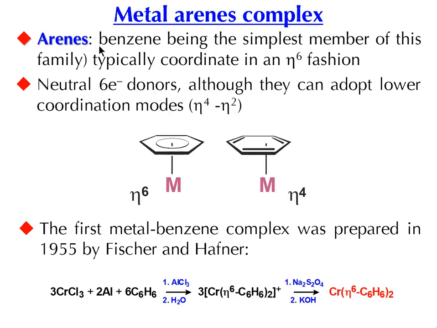Metal arene complexes. The most important ligand in the family of arenes is benzene, which can coordinate to M by hapto-6, hapto-4, or hapto-2. Hapto-6 and hapto-4 are the common modes. The first metal benzene complex was prepared in 1955 by reaction of a chromium complex with aluminum in the presence of benzene to generate the chromium arene. But note that the method of preparation of metal arenes is difficult due to the formation of several byproducts.